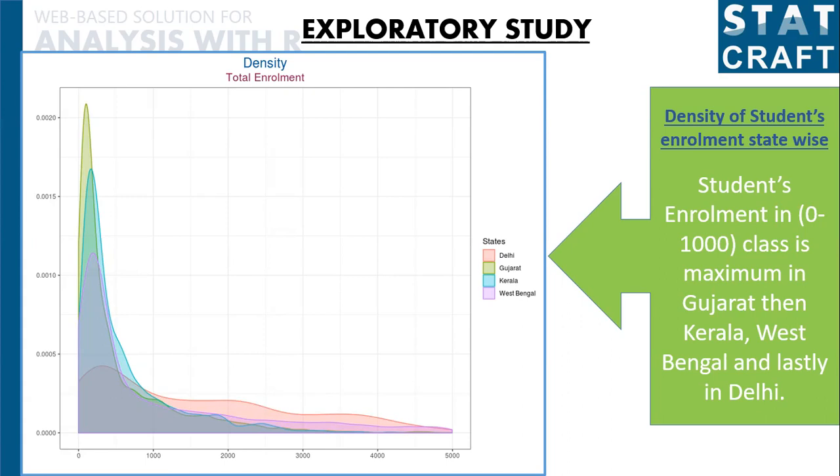With this density plot, we can easily tell which of the 4 states is performing high when it comes to student enrollment, and that is the advantage of using a density plot. At what stage do we use a density plot? Density plot is usually used at the level of exploratory data analysis.